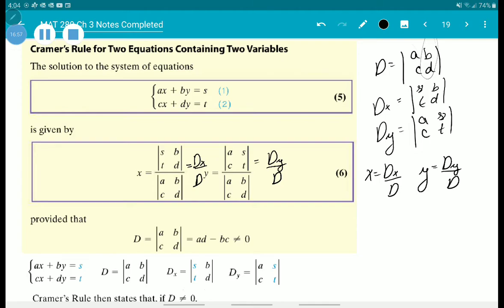Now, this will work as long as the determinant's not 0. If the determinant's 0, we're dividing by 0, and that creates a whole other set of problems, which means you're either going to have an infinite number of solutions or you're going to have no solution.